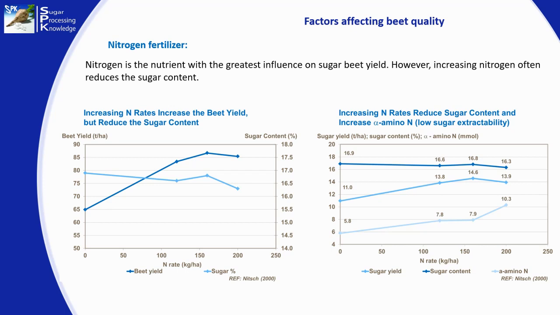This study shows the effect of increasing nitrogen rate on amino N content leading to a reduction in sugar yield. Thus, an adequate supply of nitrogen is essential for optimum yield, while excessive use may result in an increase in roots with lower sucrose content and juice purity.